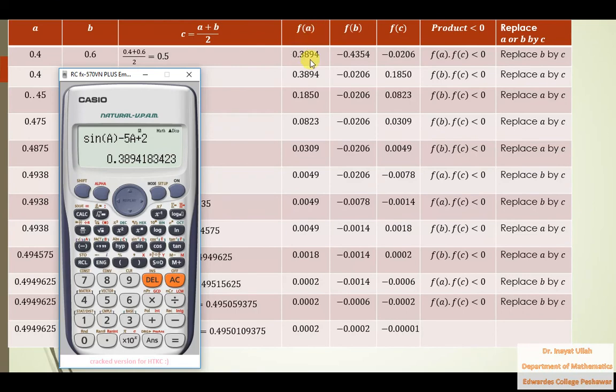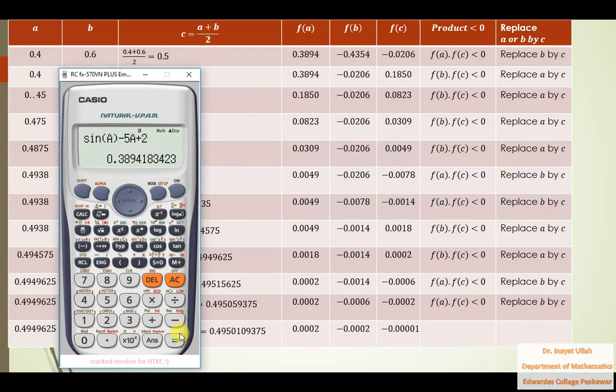F of a is 0.3894, up to 4 decimal places, because we need to find the root of the given non-linear equation up to 4 decimal places. So we are considering here the values up to 4 decimal places. Otherwise you can fix your calculator up to 4 decimal places in that manner, which has been discussed in the previous lecture. So this is f of a.